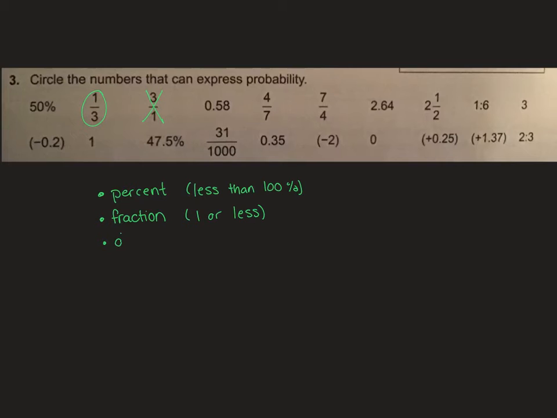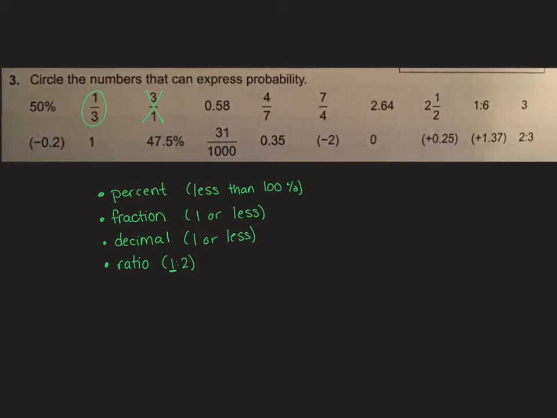You could also express it as a decimal, but once again, it has to be 1 or less, less than 1 for all of these. You could also express it as a ratio. So a ratio is like 1 to 2, but your first number will always need to be smaller or equal to your second number, okay?